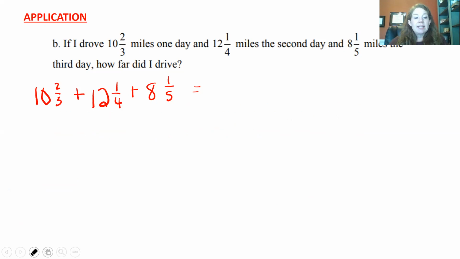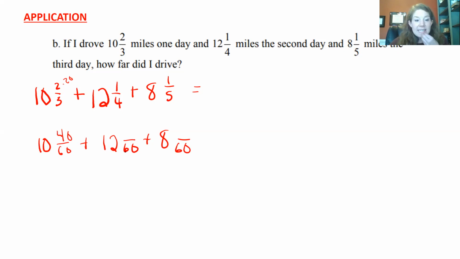All right, so anyway, let's leave them as mixed numbers this time. So let's do 10 and something over 60 plus 12 and something over 60, and then 8 and something over 60. All right, so how do we get from 3 to 60? We multiply 3 times 20. So we're going to multiply 2 times 20 and get 40. How do we get from 4 to 60? Well, I'm pretty sure it's 15. 15 times 4, that's exactly right. So I'm going to multiply 1 times 15.